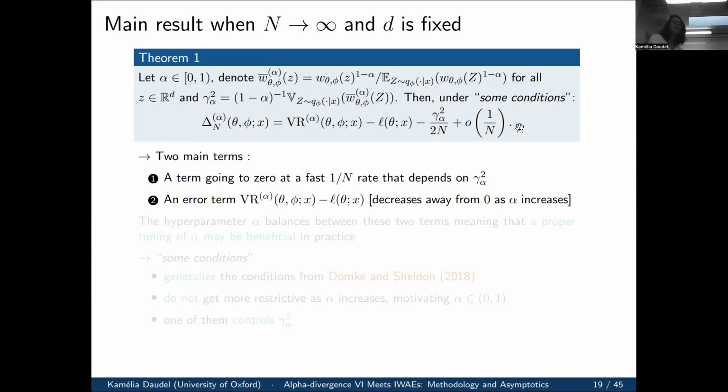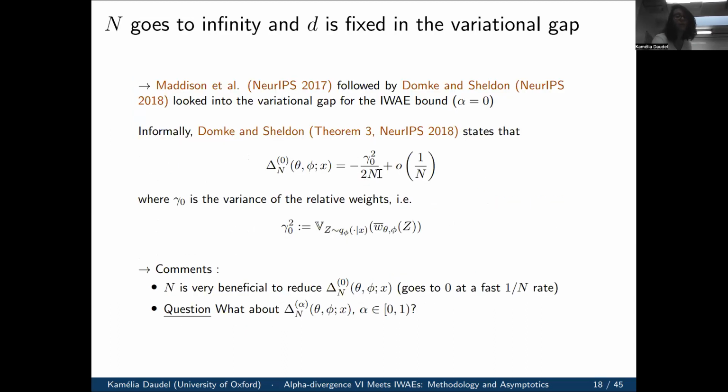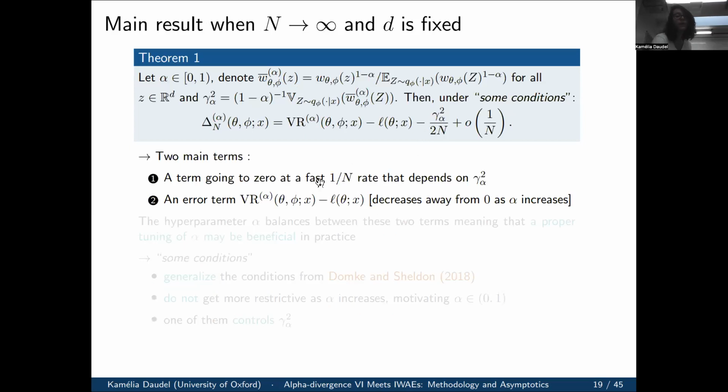Basically, what goes on in this expression is that you've got two main terms, this one and this one. This one resembles a lot the one we saw in the result by Domke and Sheldon. It goes to 0 at a fast 1 over n rate, and it depends on this gamma alpha squared. Then there is a second term, which involves the variational bound minus the log likelihood. This term is 0 when alpha equals 0, and it decreases away from 0 as alpha increases.